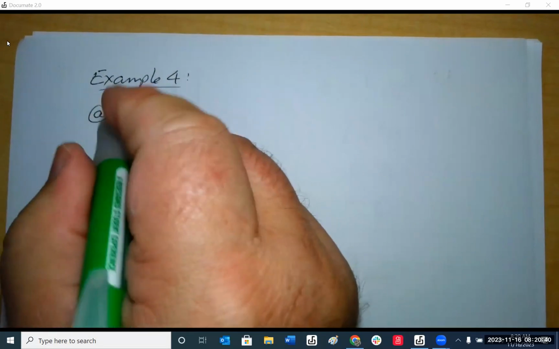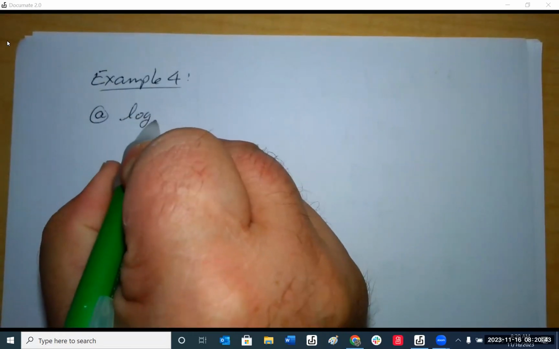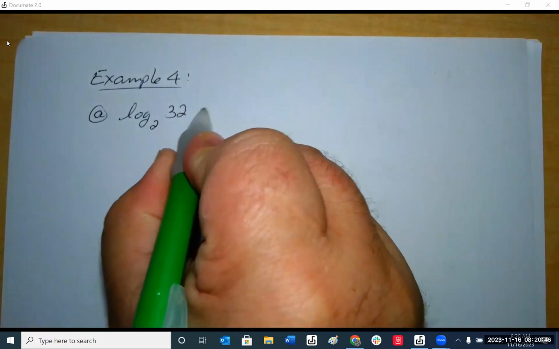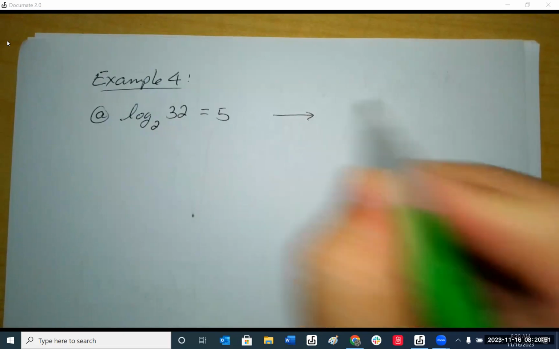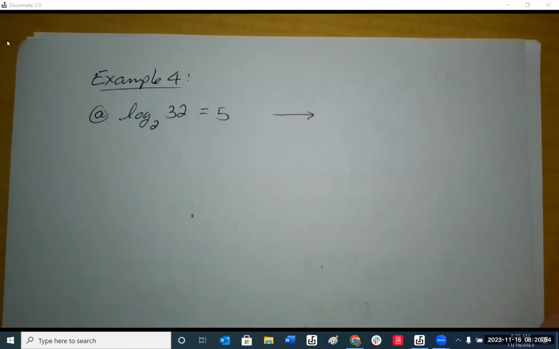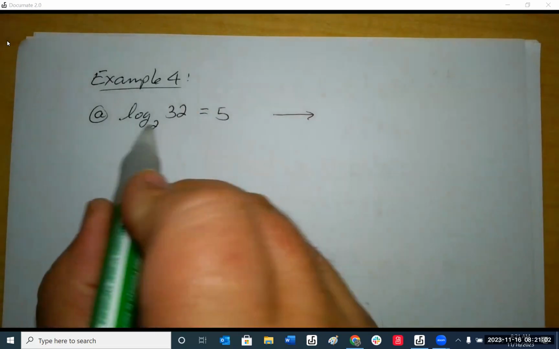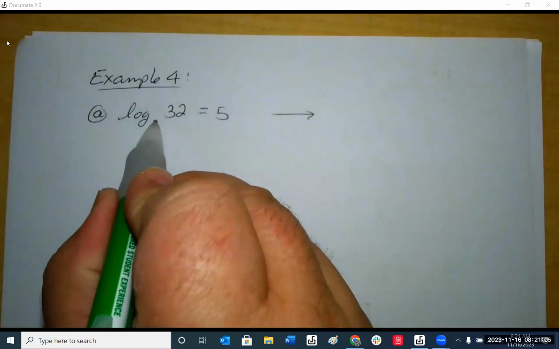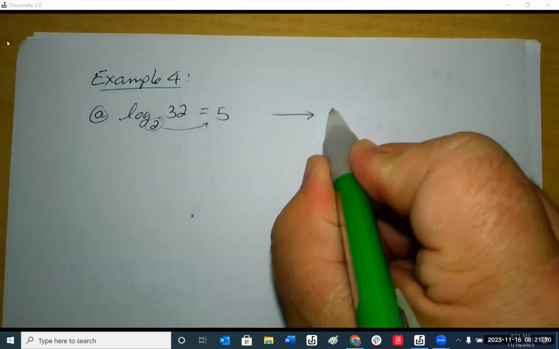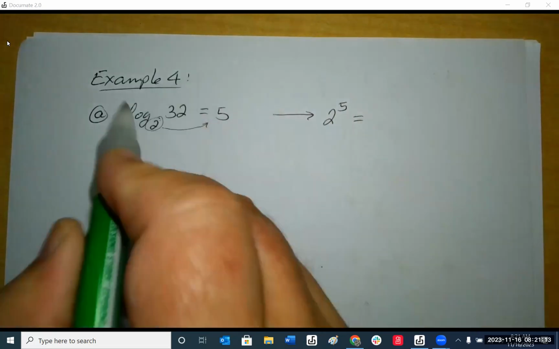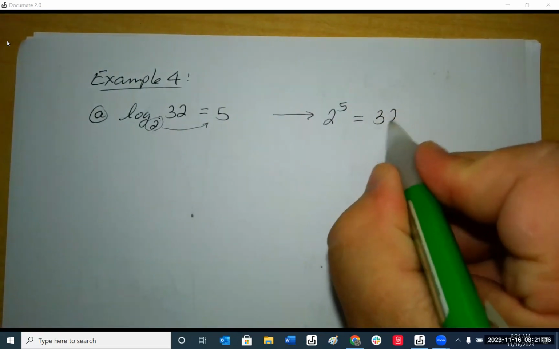Example 4. I give you log base 2 of 32 equals 5. Convert that to exponential. Going from log to exponential is pretty easy. Just move the base under the answer. So it's 2 to the 5, and the log drops off. And there's your answer.